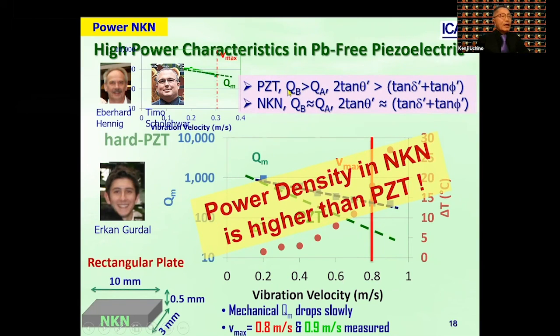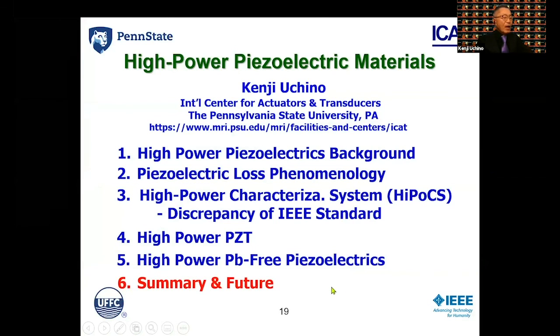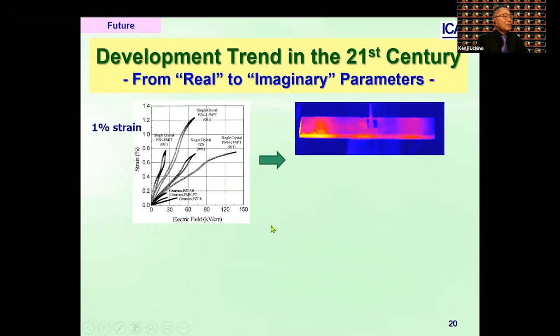Scientifically, it's interesting. Q sub B is higher than Q sub A for the PZT, while for the lead-free materials Q sub B is almost equal, or sometimes Q sub A is higher. So we are now trying to clarify the microscopic origin of these loss mechanisms. So, the final summary will be made.